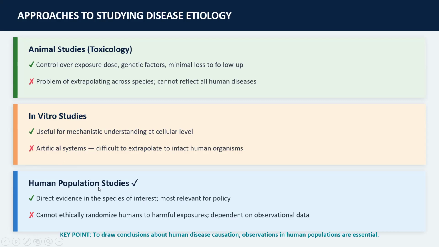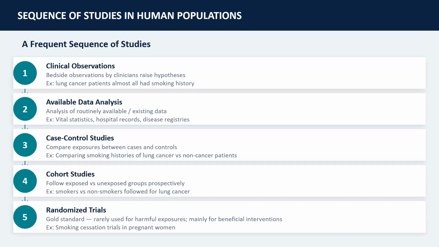Human population studies give direct evidence in the species of interest and are most relevant for policies. The limitation is that we cannot ethically randomize humans to harmful exposure, so we depend on observational data. This is a sequence of studies in a human population.